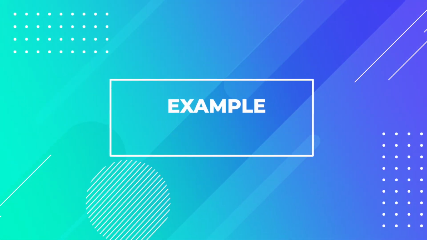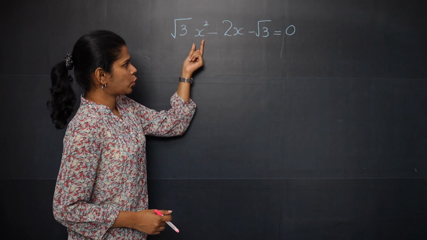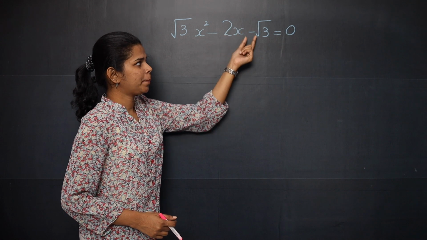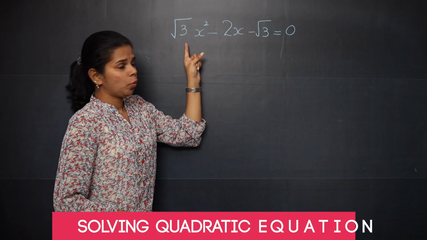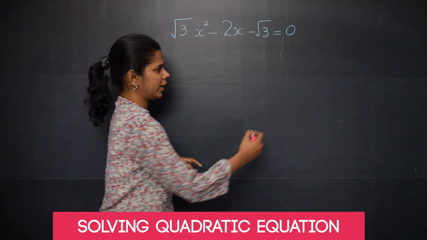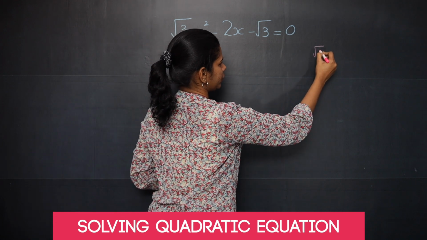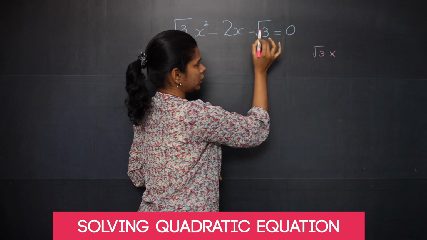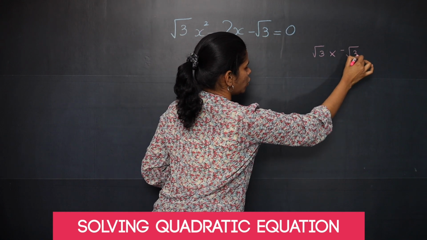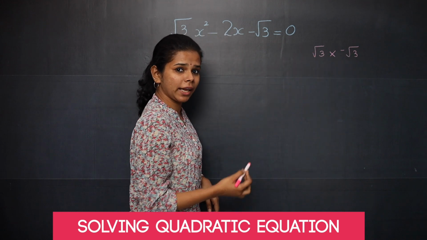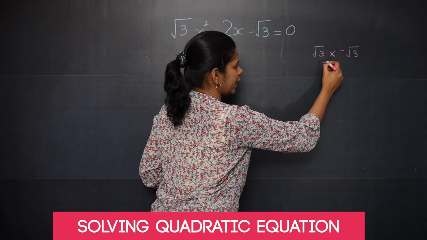Moving on to the next example, root 3 x square minus 2x minus root 3 equal to 0. So first, what is the coefficient of x square? It is root 3, into the constant, that is minus root 3. So root 3 into root 3 is root 9 and that is 3. So it is negative 3.